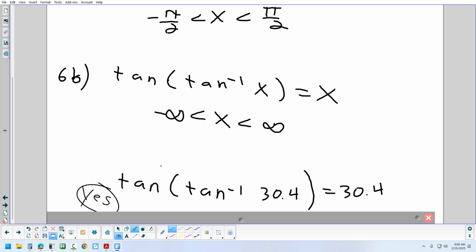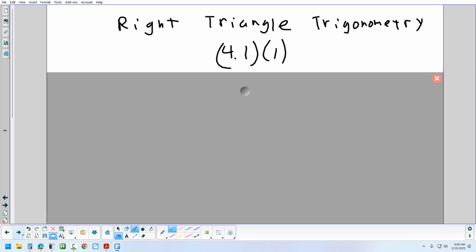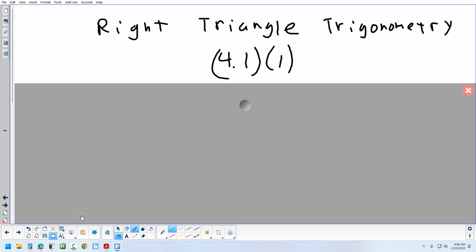All right, so that finishes up 3.1. So the first part of the homework will be some basically yes or no questions using those formulas. All right, let's look at 4.1. So 4.1 is on what you call right triangle trig. You can also call it trigonometry with acute angles. I refer to it as right triangle trig.